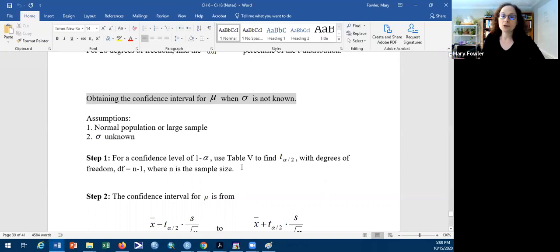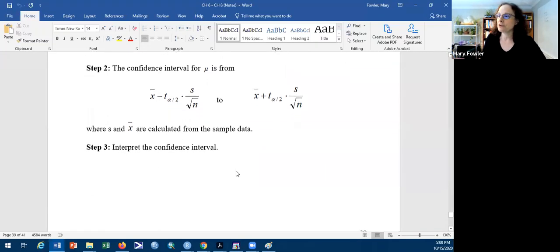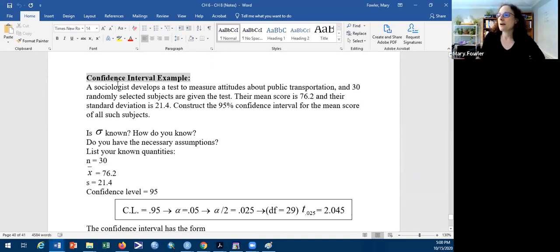So we'll find the T value, which we just practiced with, and then we're going to substitute into these formulas and always interpret the interval. So let's go through this example that I have in the notes, and then we'll do one in class together. Confidence interval example. A sociologist develops a test to measure attitudes about public transportation. 30 randomly selected subjects are given the test, and their mean score is 76.2, and their standard deviation is 21.4. Construct a 95% confidence interval for the mean score of all such subjects.